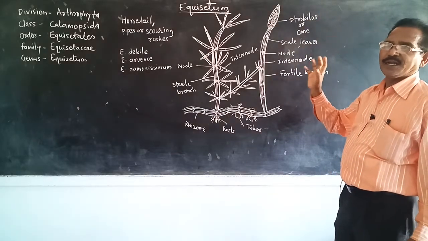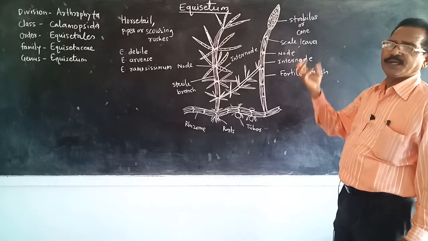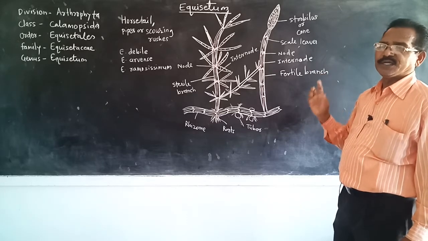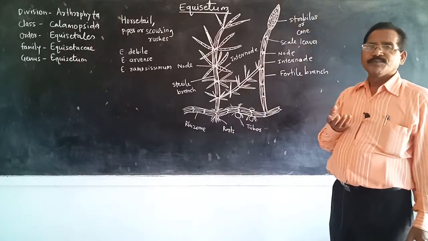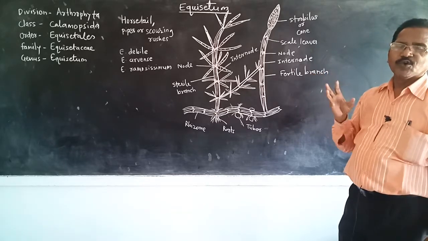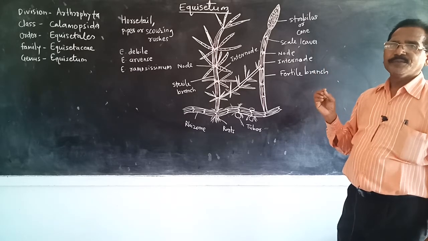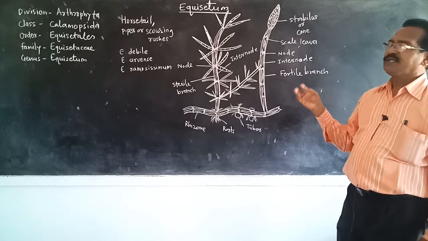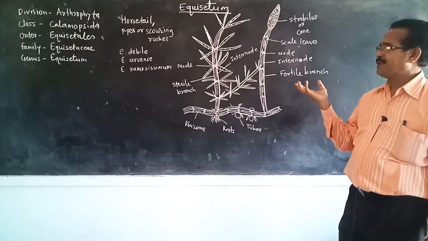In the strobilus there are a number of compacted sporangiophores, and from below the sporangiophores there are a number of sporangia. Generally, on the base of each sporangiophore 5 to 15 sporangia are formed, and all the spores present in the sporangia are of the same size and same morphology. Therefore, Equisetum is also called a homosporous pteridophytic plant.